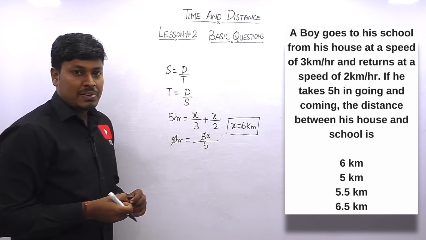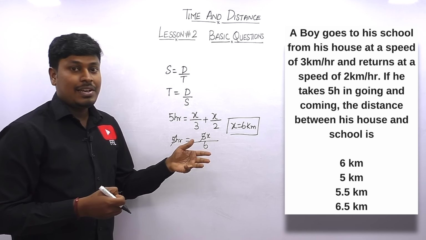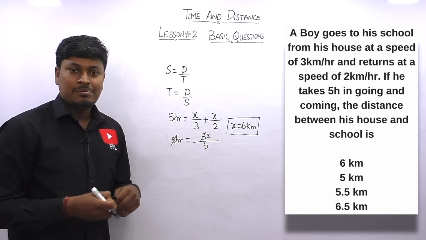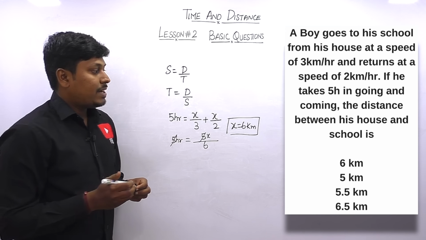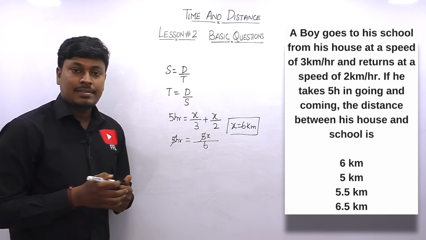And if you practice a lot, you can go with the options, right? By seeing an option, you can directly guess the answer. But you need a lot of practice. So finally, the answer for question number 9 is 6 km.